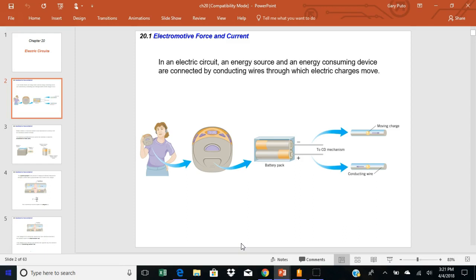In the battery pack, in the energy source, you've got a chemical reaction that takes place, where electrons are transferred. The charges move via the conducting wires right over into the energy consuming device. So that's basically how electrical energy is transferred.